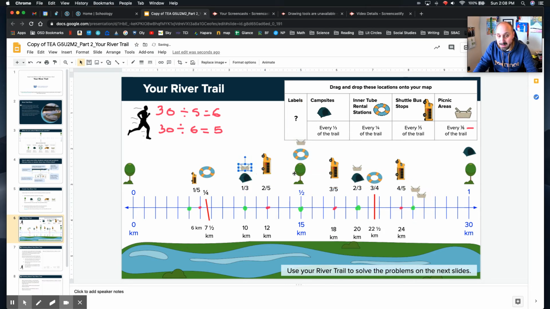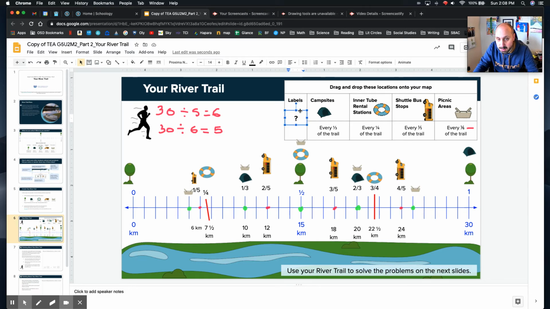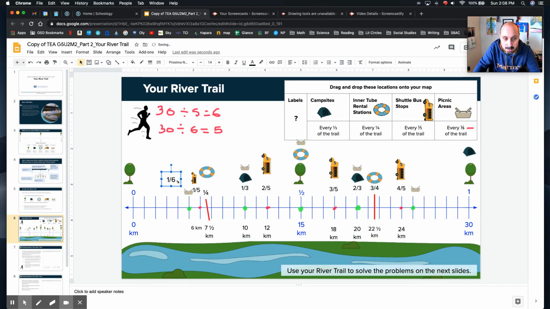What's nice though about this is some of these are duplicates, so I don't have to worry about rewriting the kilometers or the fractions. So I do need to rewrite this fraction though here. So 1, 2, 3, 4, 5, it's at 5 kilometers. So I'm going to write, well, sorry, no. Well, it is at 5 kilometers, but I'm going to write the fraction here as 1/6. Let's make that small. Let's go super small, 1/6. Put that above my picnic area. So 1/6 is every 5 kilometers, right?